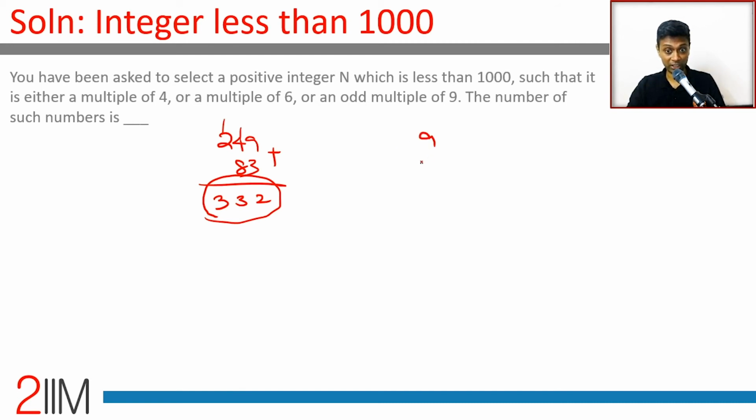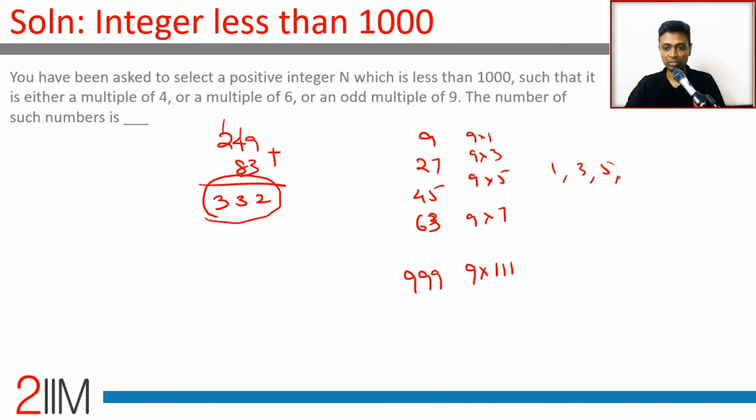Now the odd multiples of 9: 9, 27, 45, 63 and so on. The last one is going to be 999. 9 into 1, 9 into 3, 9 into 5, 9 into 7, all the way till 9 into 111. Or in the sequence 1, 3, 5, 7, 9, all the way till 111, how many numbers are there? 111 plus 1 is 112, 112 by 2 is 56. 56 numbers will be there in this wonderful list. And this is 56 into 2 minus 1: 2 minus 1, 4 minus 1, 6 minus 1, 8 minus 1, all the way till 112 minus 1.